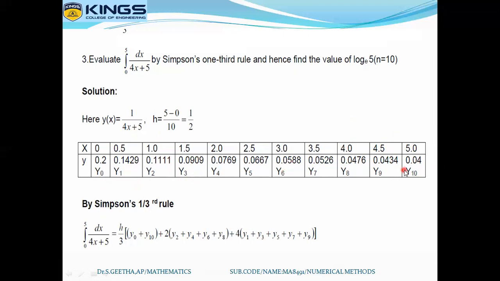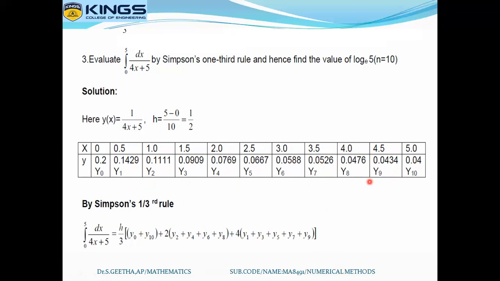Except the first and last, this is the first ordinate, this is the second ordinate, this is the third ordinate, this is the ninth ordinate. Now, what are the even ordinates? y2, y4, y6, and y8. These are even ordinates. What are the odd ordinates? y1, y3, y5, y7, and y9. These are odd ordinates.